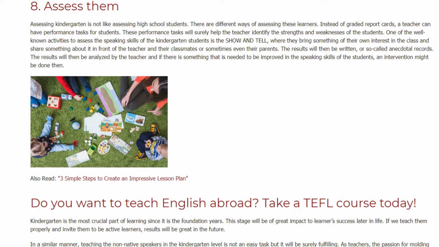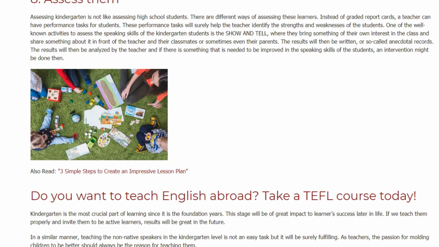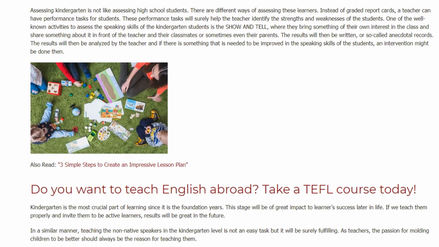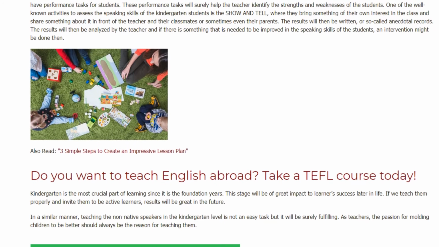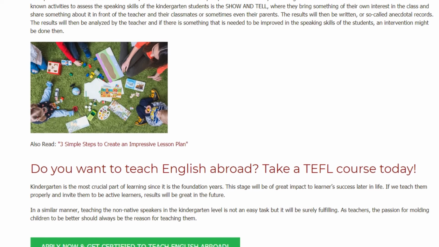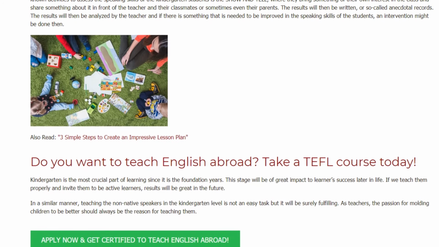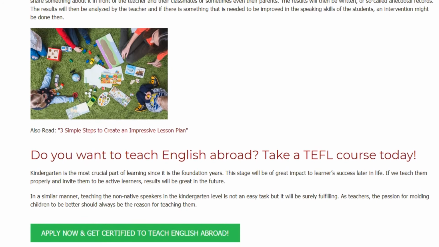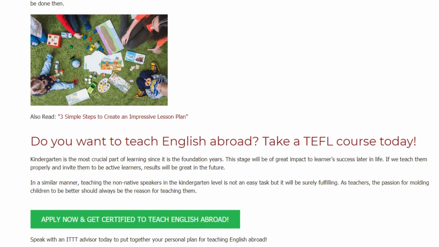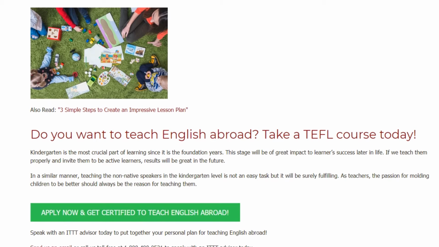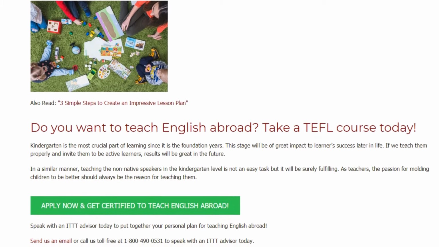Kindergarten is the most crucial part of learning since it is the foundation years. This stage will be of great impact to learners' success later in life. If we teach them properly and invite them to be active learners, results will be great in the future. In a similar manner, teaching non-native speakers at the kindergarten level is not an easy task, but it will surely be fulfilling. As teachers, the passion for molding children to be better should always be the reason for teaching them.